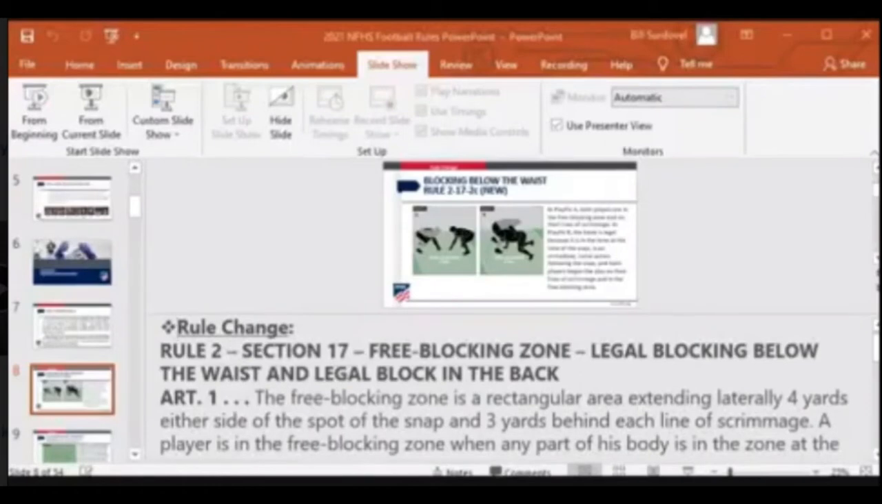So any play after a legal kick, high school rules are very simple. All plays will start after a legal kick, a legal kick being a kick that crossed the line of scrimmage, and so on and so forth. That is going to start the play clock the next time at 25, and it's going to start on the snap.